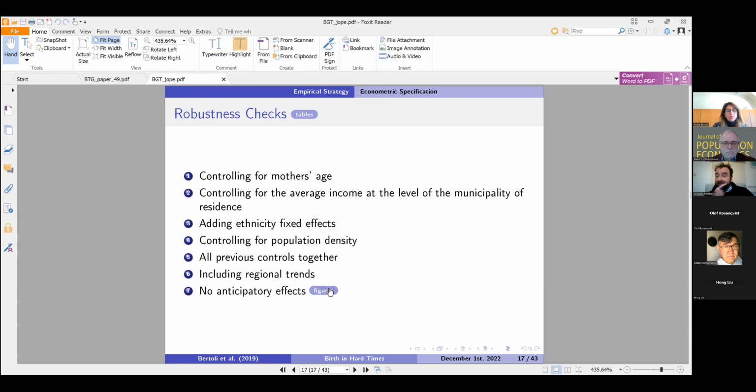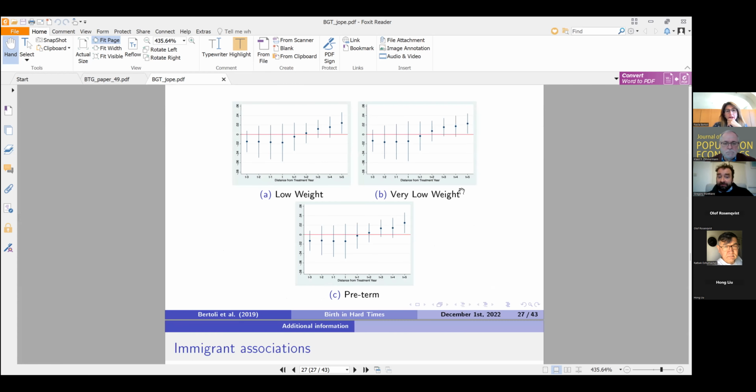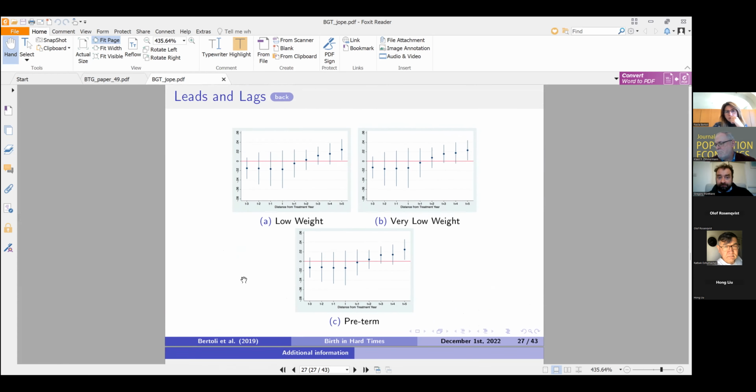So basically, we just check that the weight and very low weight amplitude were not changing before the kick-in of the crisis. And then we see that it happens after, and especially it takes some time for the effect to materialize. So it's not an immediate effect.